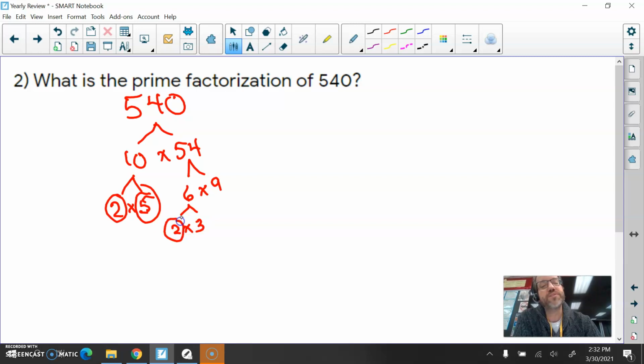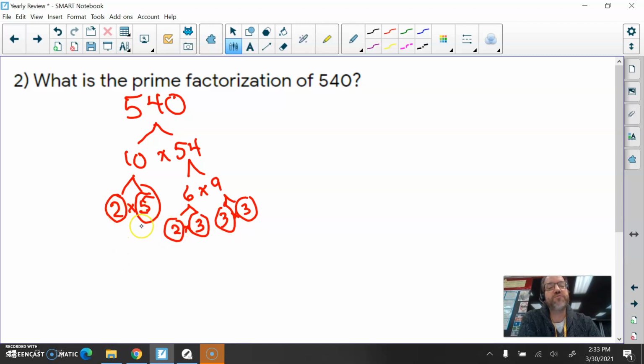These are both prime. I'll circle them. And 9 is 3 times 3. These are prime numbers here. So all of my circled values are the prime factors of 540. So now when I write this, I'm going to go least to greatest. I'm going to put the 2's first, then the 3's, and then the 5.